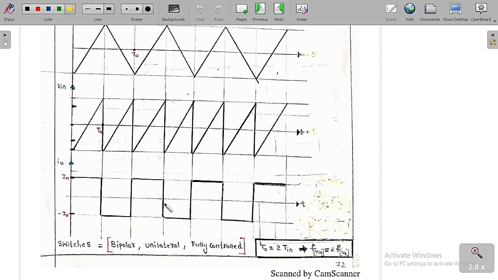So see, no matter whatever the load elements, the output current is always the same for each and every load. But the only thing is the voltage diagram is going to get changed. As I have already told you, for a capacitor the expression is I is equal to C dV by dt.